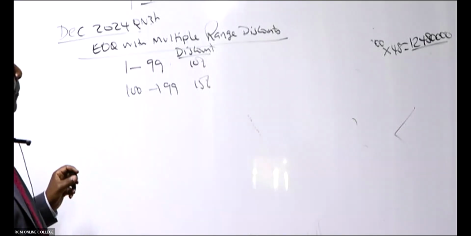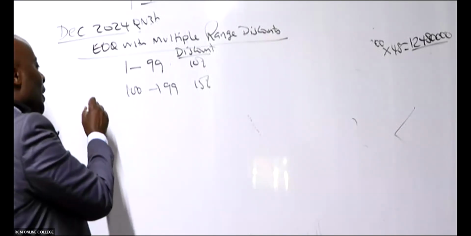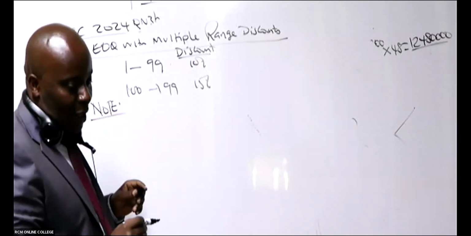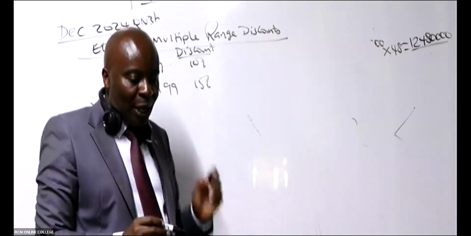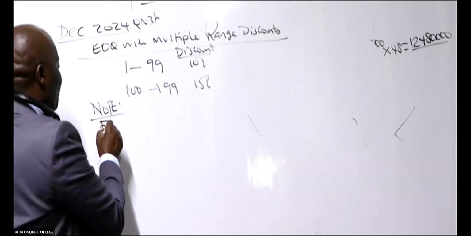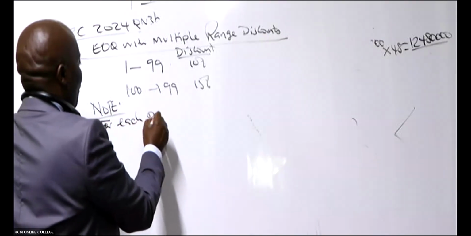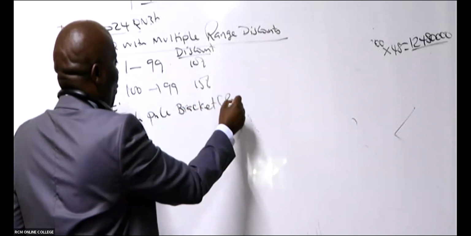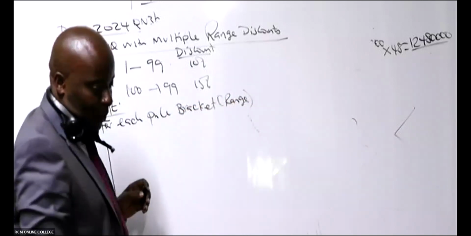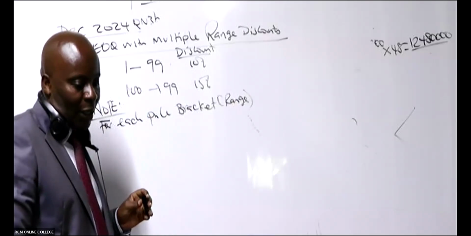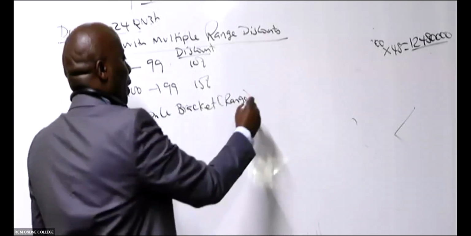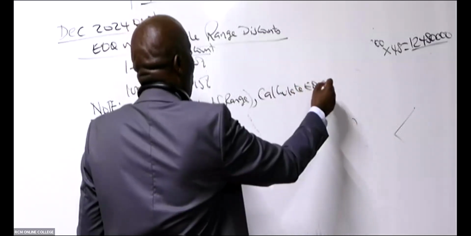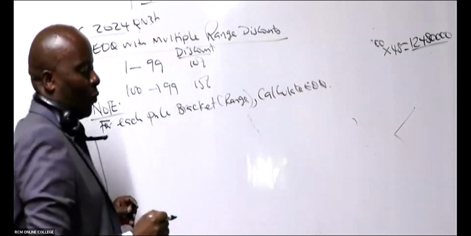Ladies and gentlemen, what you're supposed to know here, and we shall start by writing a note: for each price bracket, or bracket range, calculate EOQ, calculate economic order quantity. Full stop there.